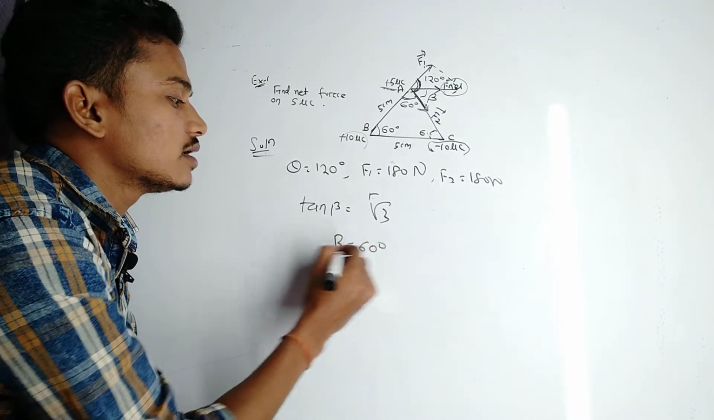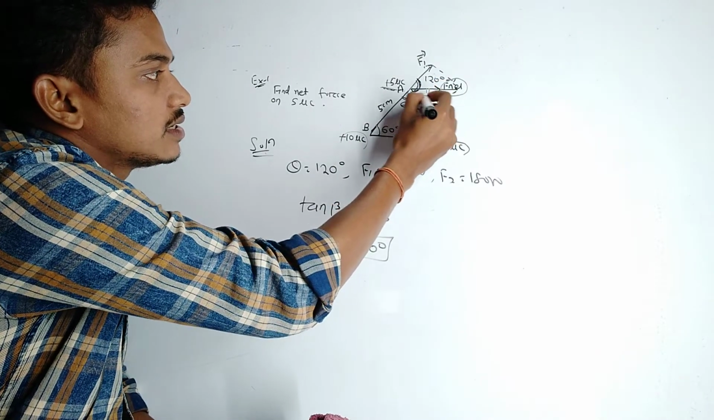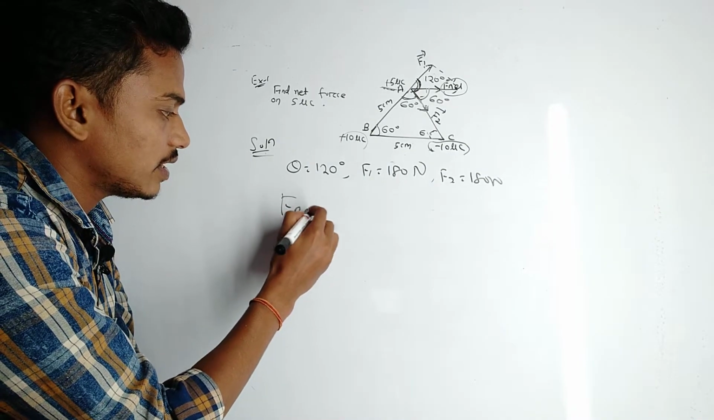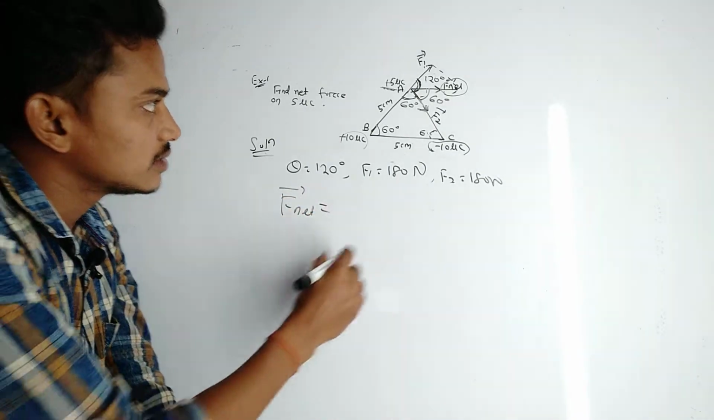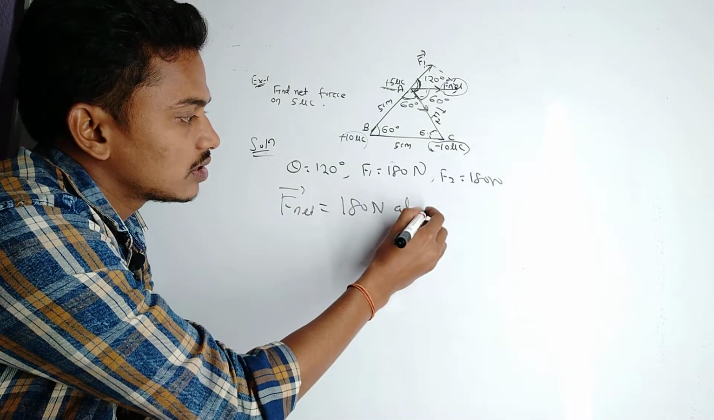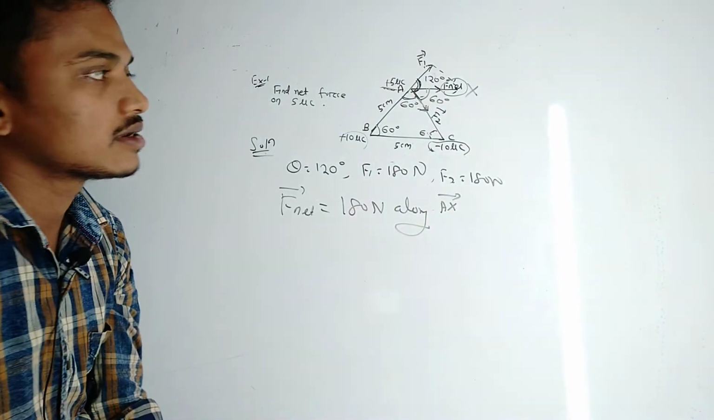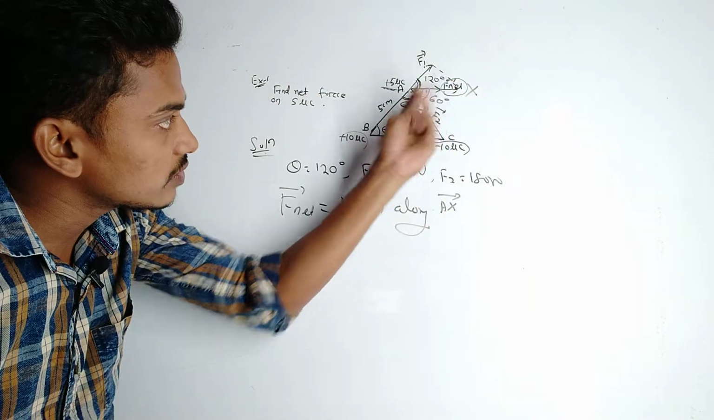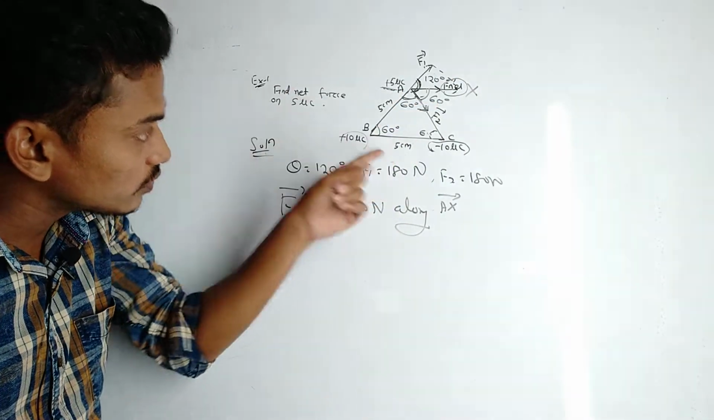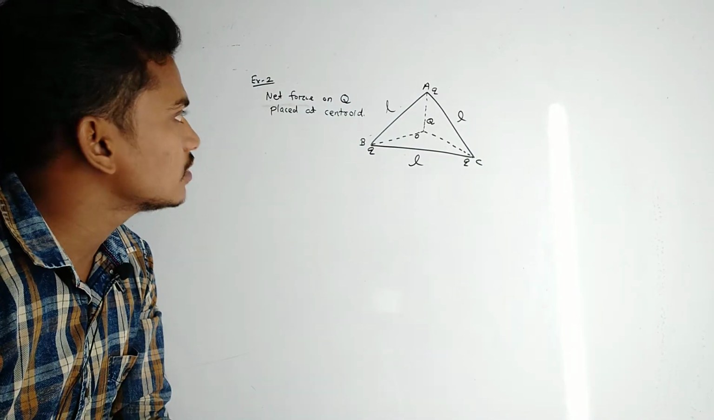So beta is 60 degree, so this angle is 60 degree. So the result is, you can write F net vector is 180 Newton along, suppose this is x, along the AS vector. And this resultant vector makes an angle of 60 degree with the arm, or with the side AC. Okay, now see example 2.